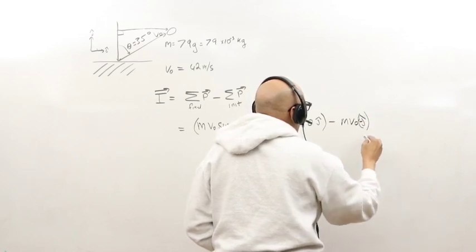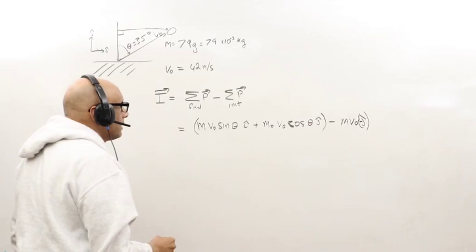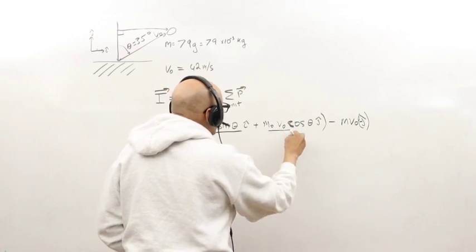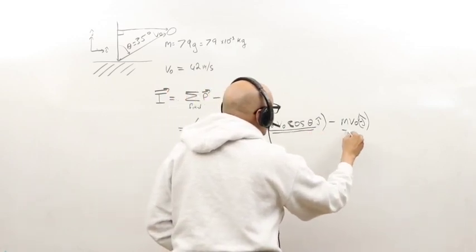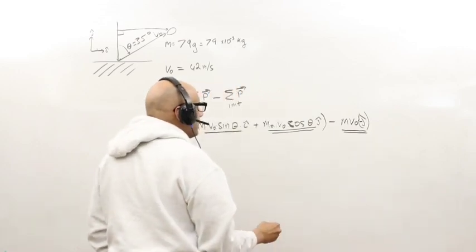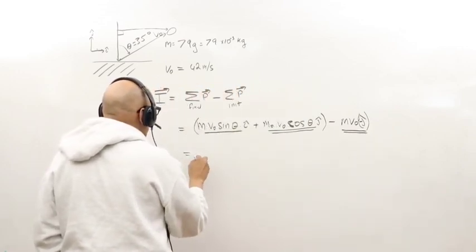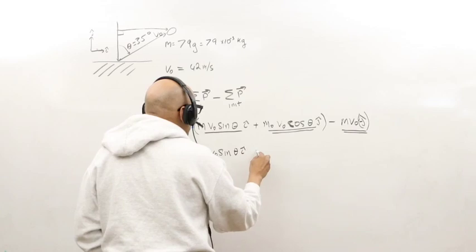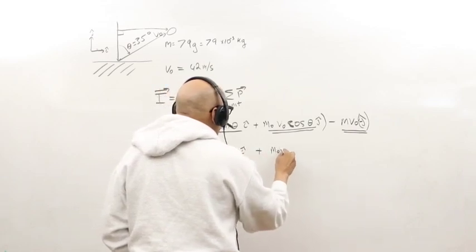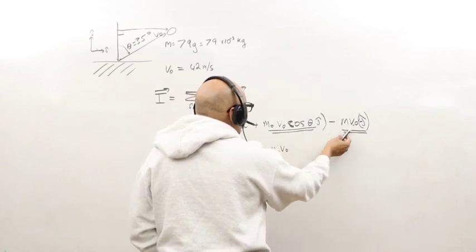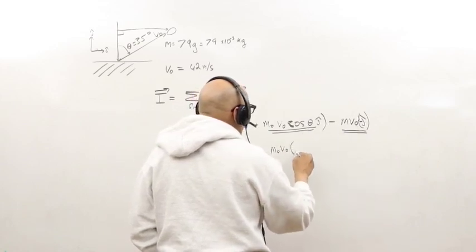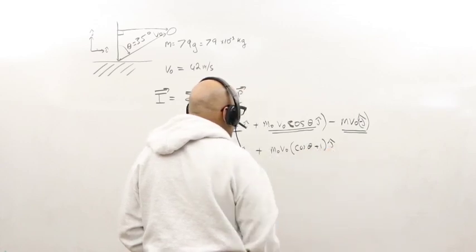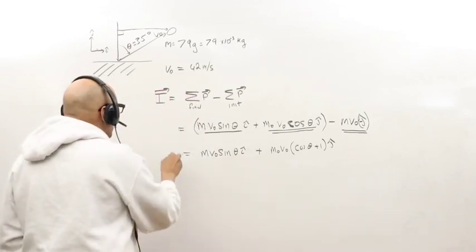Minus. So here is our initial i component, here is our j component. Okay, so we're going to rearrange these in terms of mV0 sine theta i plus mV0. So cosine, minus minus is a plus, so we have cosine of theta plus 1 j hat is the impulse.